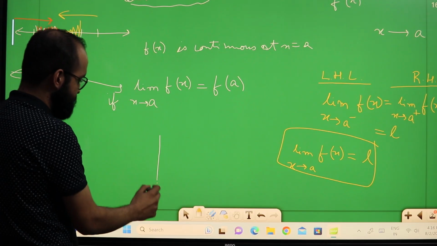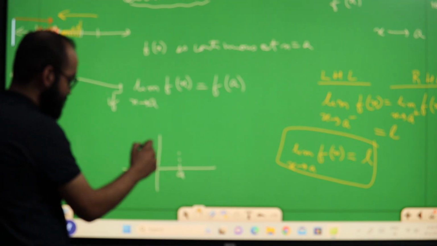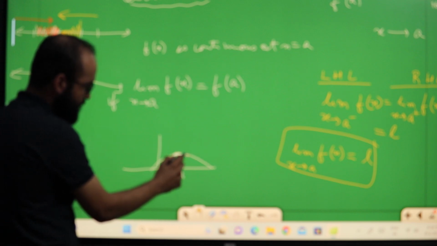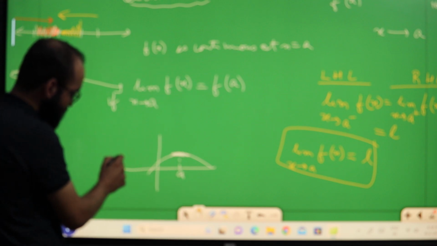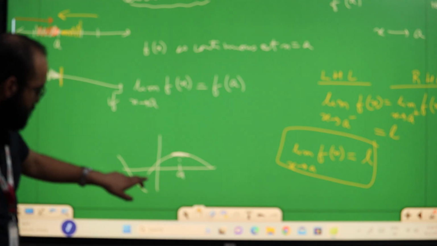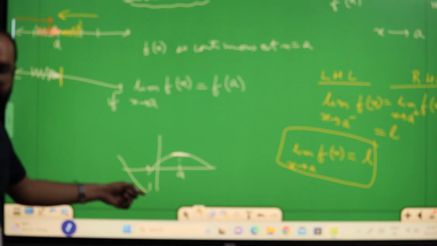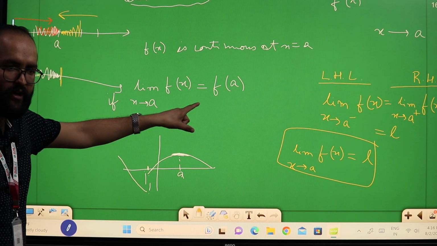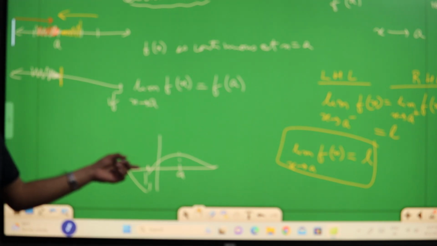How will it look? Say if this is the point a, then the graph of f(x) will look like this. It will definitely be continuous at this point. Somewhere it may look like this. Look at this point. At this particular point, is the graph of f(x) continuous? No, there is a break. There is a jump. It is not continuous. But if it is continuous at x equal to a, it will definitely look like this. The graph will be continuous. There will be no break. Isn't it?